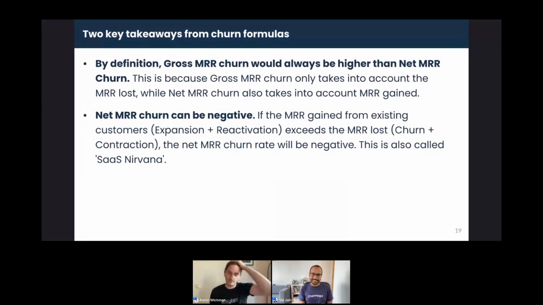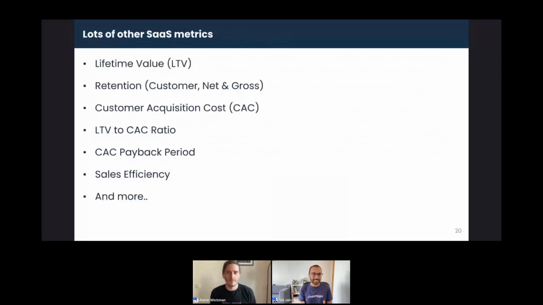So I think that brings us to the end of section 1. I know we have not covered a lot of other SaaS metrics such as lifetime value, retention, or customer acquisition cost, but I thought that's a good overview for SaaS Metrics 101. We definitely can do a deep dive into these metrics in another session. Do reach out if that would be of interest to you.